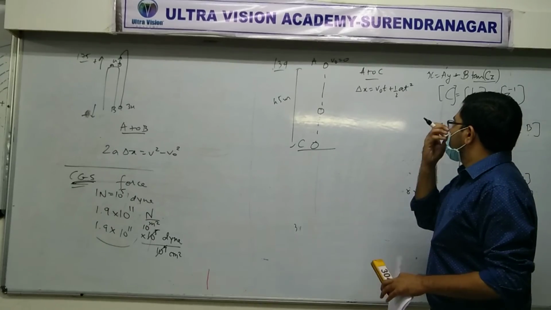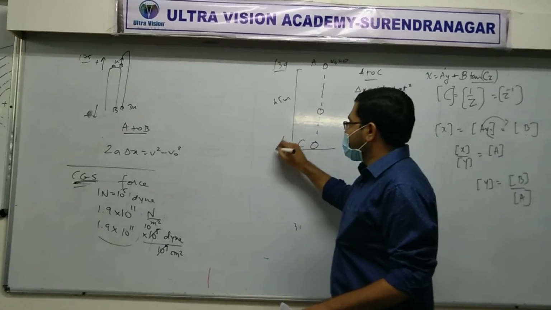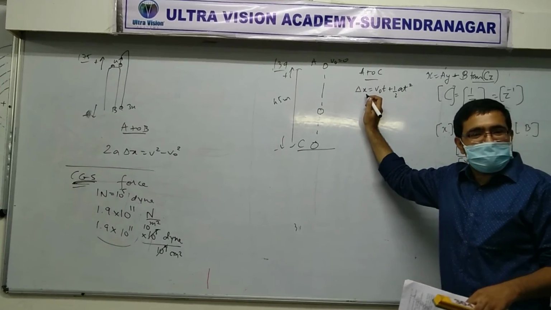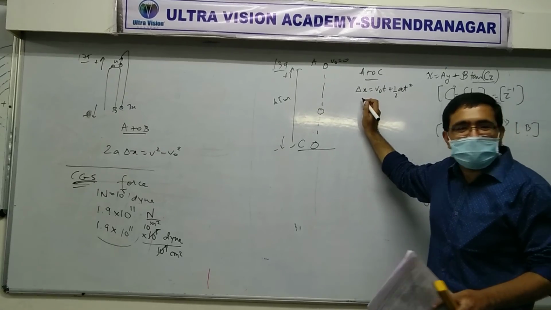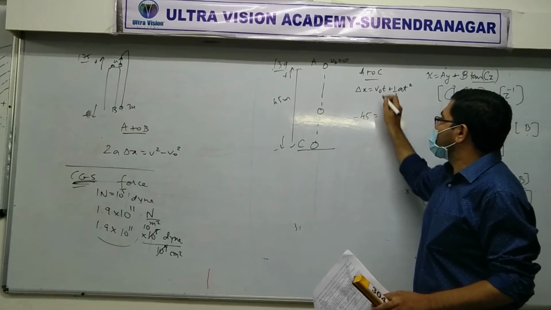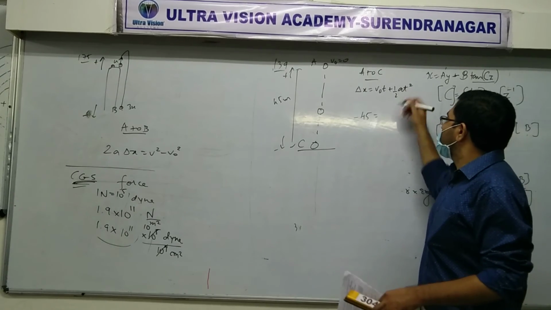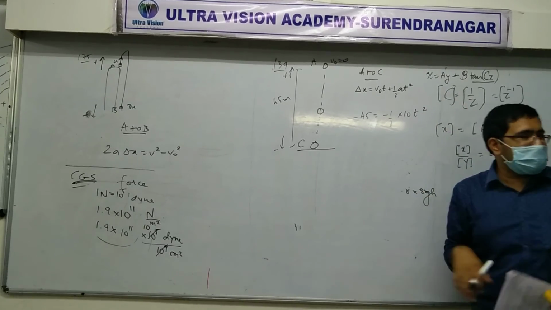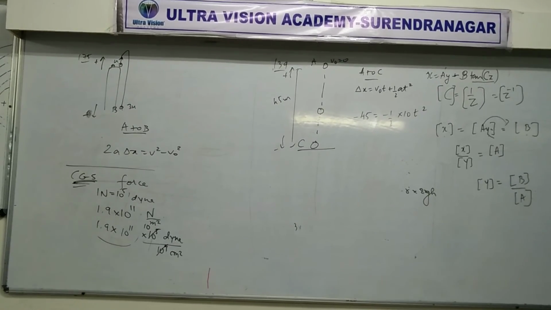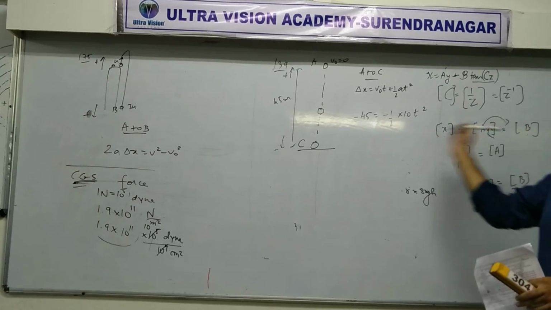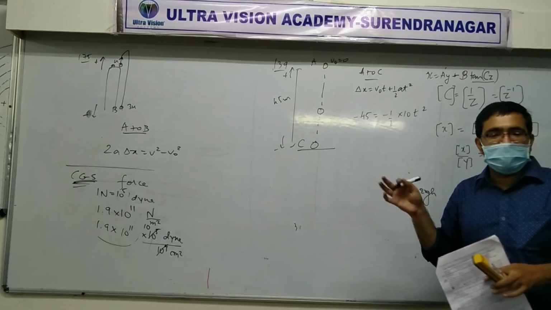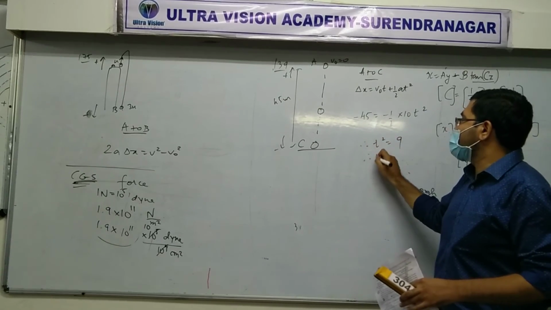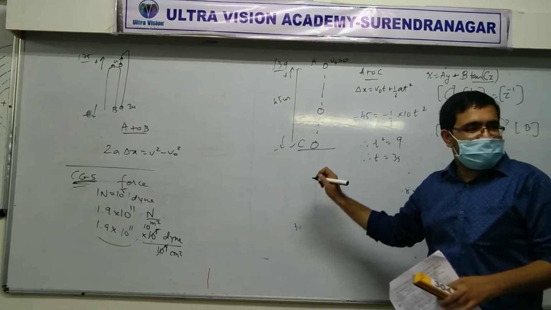Nevertheless, basics always work. Downward negative, upward positive. So what is delta x from A to B? Minus 45. This is the mistake students make in the exam. Minus 45 is equal to V0 t, V0 is 0, minus 1 by 2 g t squared, with g as 10. Is it okay? Acceleration is downward, so negative. Simplify all of this. So T square is equal to 9. Therefore T equal to 3. So it will fall in 3 seconds.